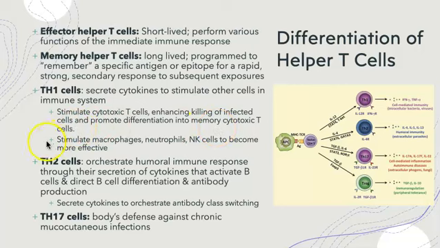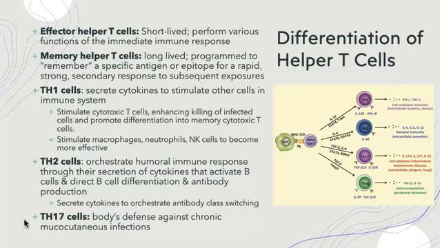We can also stimulate our macrophages, neutrophils, and NK cells to become more effective. Now with our Th2 cells, that's going to help to orchestrate the humoral response. So they're really working with our B cells, and we do this by secretion of cytokines that tell the B cells to differentiate and create antibodies so that we can switch the antibodies from IgM, IgG, IgA, IgE as we need them.